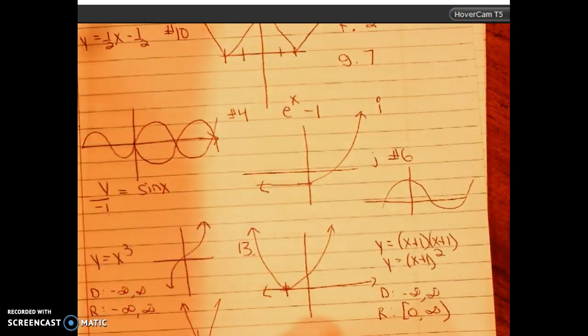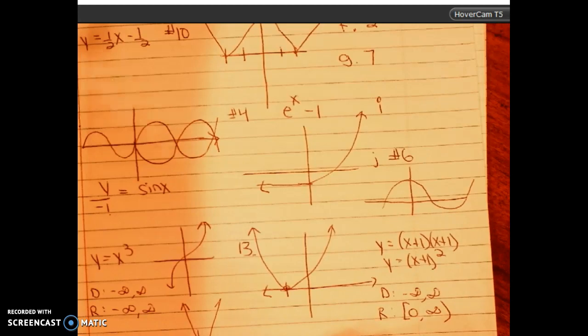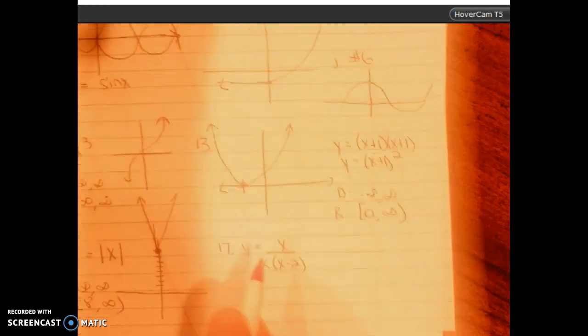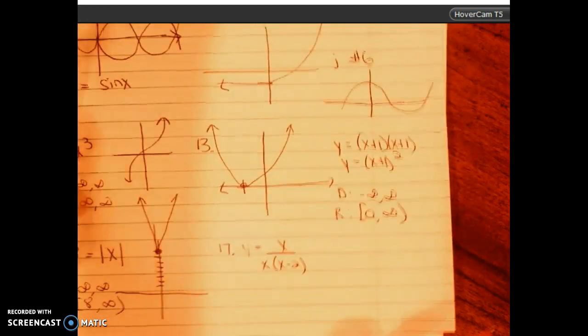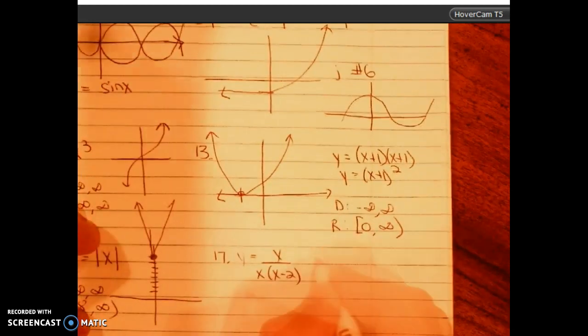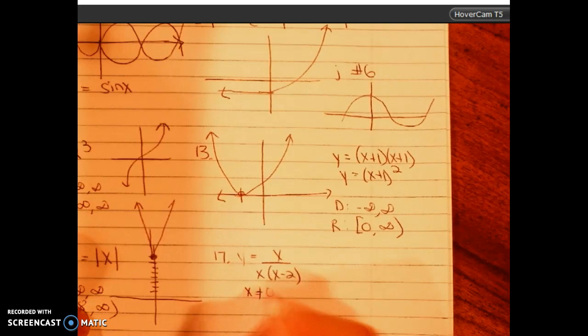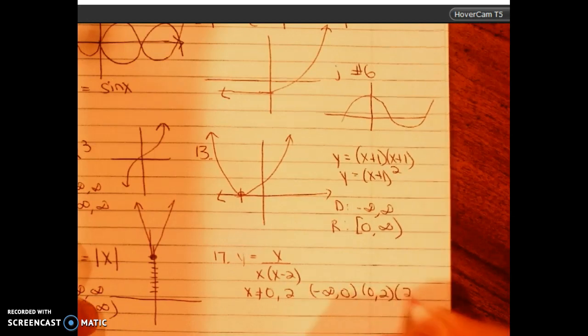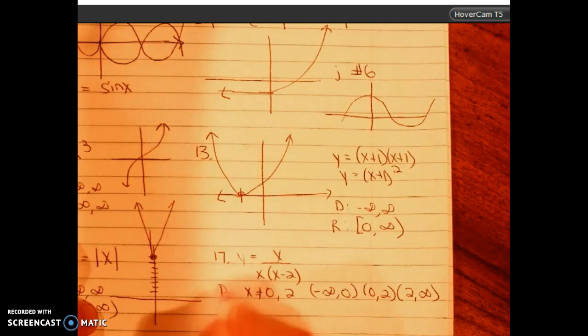So let's take a look at 17. We have y equals x over x times x minus 2. So first thing we notice is our domain: x can't be 0, and it can't be 2. So we're going from negative infinity to 0. We are going from 0 to 2. We are going from 2 to infinity.